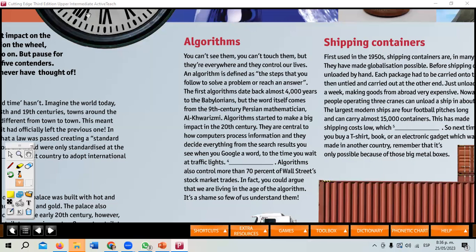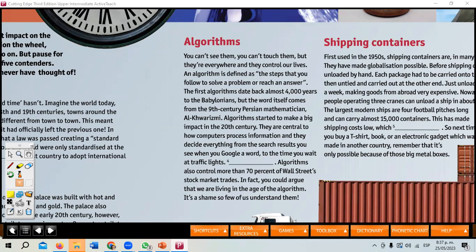Algorithms start to make a big impact in the 20th century. They are central to how computers process information, and they decide everything from the search results you see when you Google a word to the time you wait at traffic lights. Algorithms also control more than 70% of Wall Street stock market trades. In fact, you could argue that we are living in the age of the algorithms. It's a shame so few of us understand them.